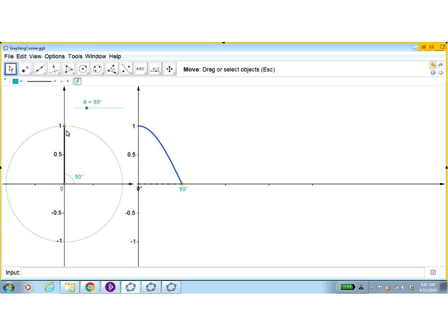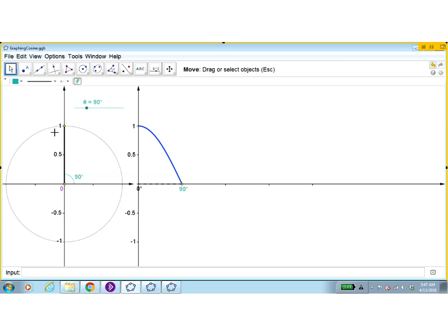and when I get to 90 degrees, what is my x value? Well, my x value is 0, because I don't go to the right or to the left to plot this point, right? When I start at the origin, I don't go right or left, I just go straight up. So my x value is 0, which is why over here I'm now crossing the x-axis at 90 degrees.